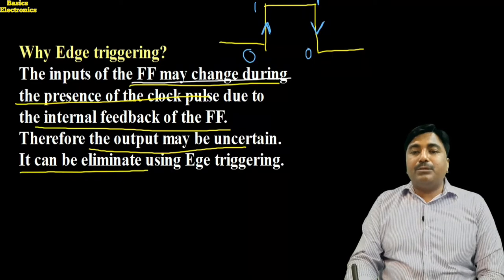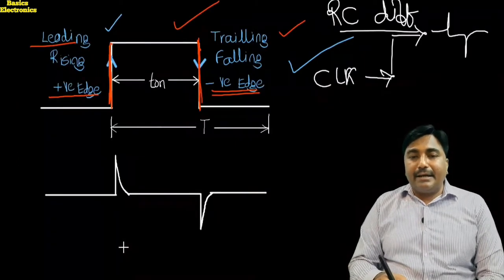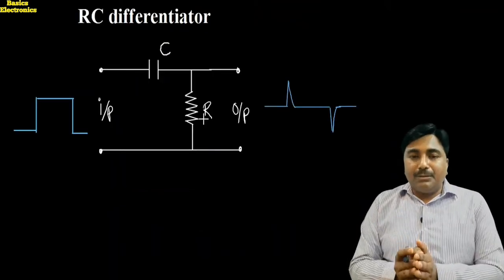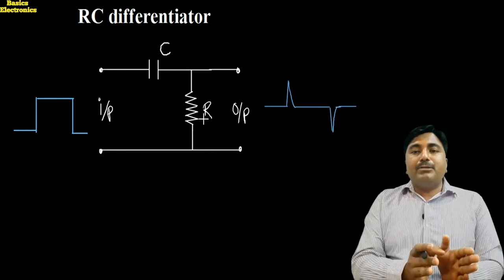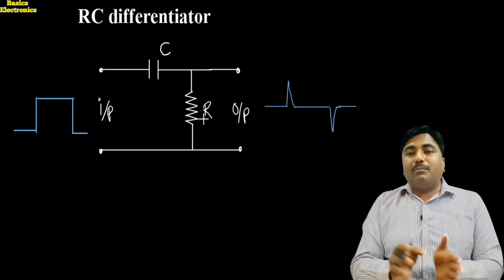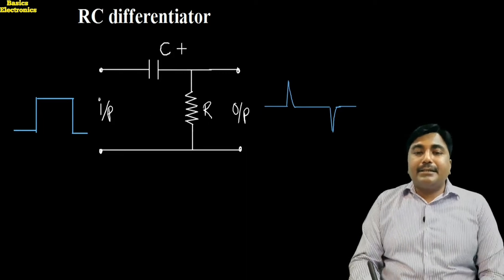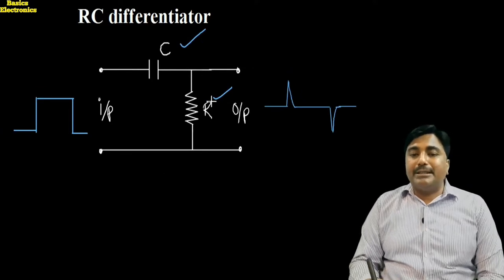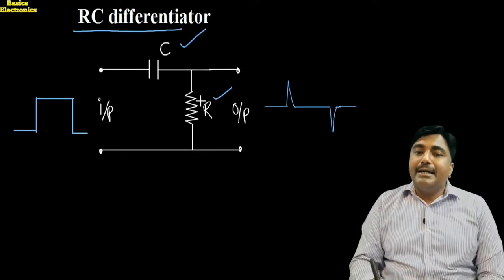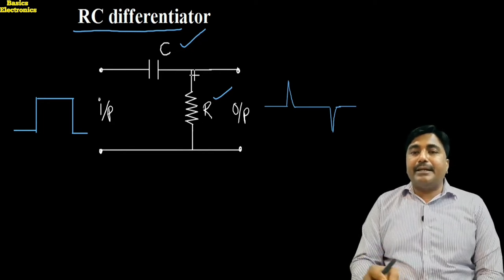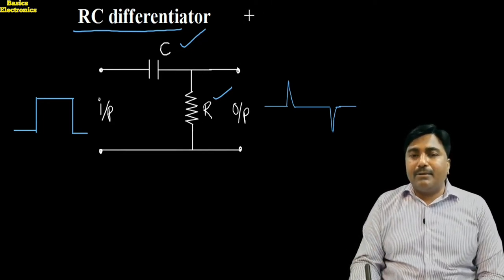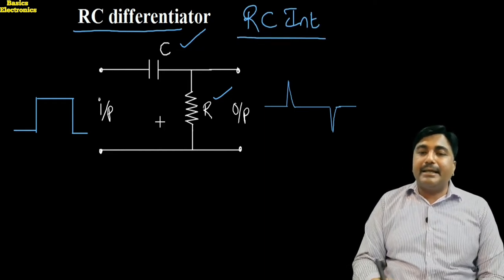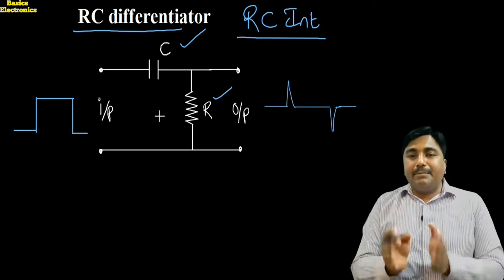Okay, so we have to see the circuit again. That circuit is the RC circuit, the circuit which we use for producing the clock pulse edges, to convert the clock pulse into the edges. Here we use a capacitor and a resistor. This particular combination of capacitor and resistor is called an RC differentiator. The second circuit is also available, that is called an RC integrator. So there are two circuits, the RC integrator and the RC differentiator.